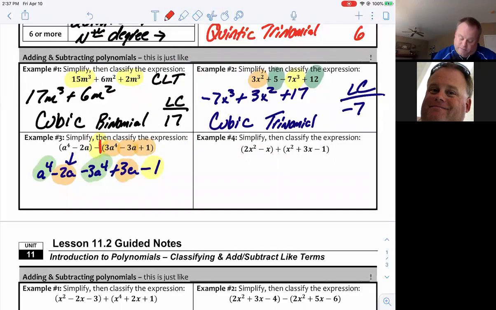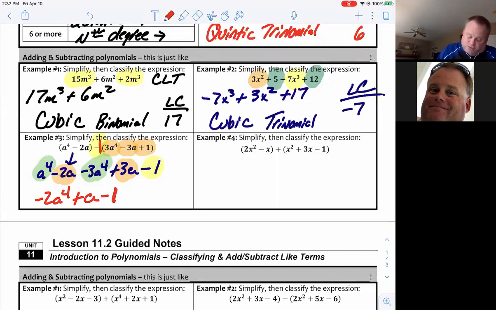So a to the fourth minus 3a to the fourth. Well, 1 minus 3 is negative 2. So negative 2a to the fourth. Negative 2a plus 3a is simply a. Negative 2 plus 3 is 1. So just 1a. And then my constant, negative 1, goes last. Standard form, highest power to lowest, constant goes last.